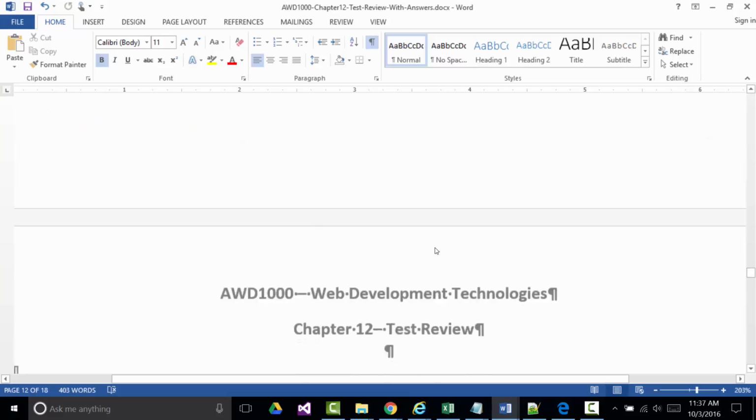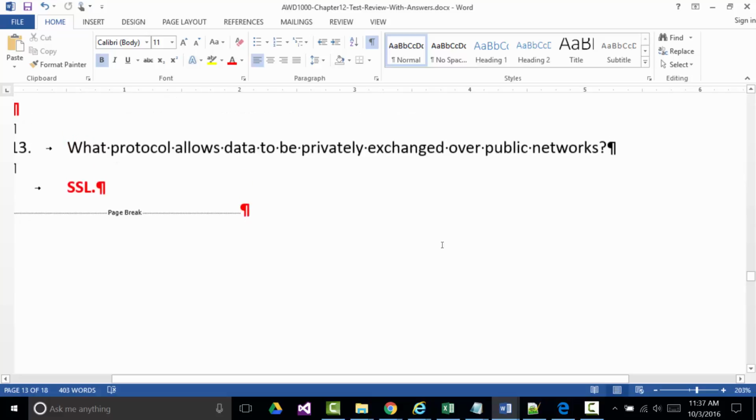Number 13, that's simple. What protocol allows data to be privately exchanged over public networks? SSL. SSL is an acronym that stands for Secure Socket Layer. Today, more often than not, rather than being called SSL, it's usually called, what is it? I think it's TLS for Transport Layer Security. You don't need to know that for the test, though. So SSL.